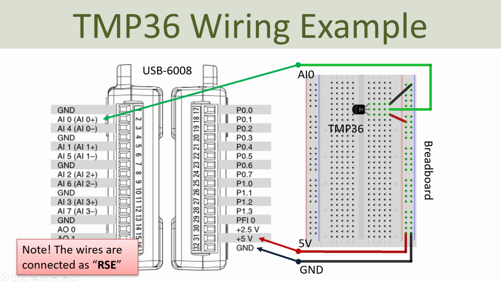Since in this case we are using reference single-ended, this means that all the analog input channels have a common ground, which we connect here on the right side of the DAQ device. So either you can use the ground here, or you can use this ground, this ground, this ground, or this ground. But since we already used the 5 volt output here, I've chosen to use this ground pin in this wiring diagram. So this is the wiring diagram.